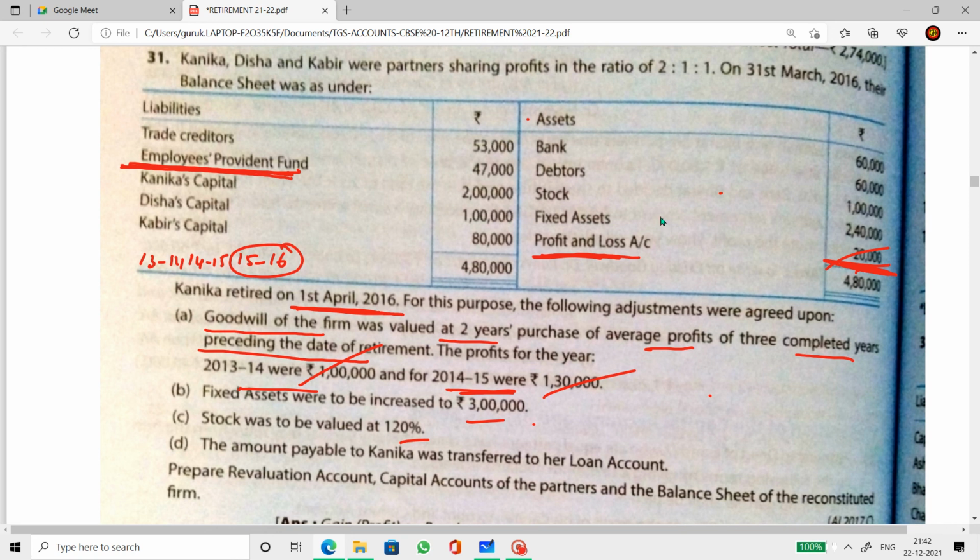So this is a new thing in this question. Other than that, it's pretty much the same as the previous question. So point number 1, EPF is not to be distributed, which means EPF will remain in the new balance sheet. Profit and loss will be distributed. Then profit and loss is also considered to find out the goodwill at the time of retirement of Kanika.